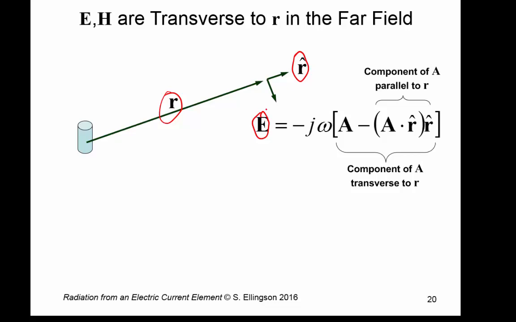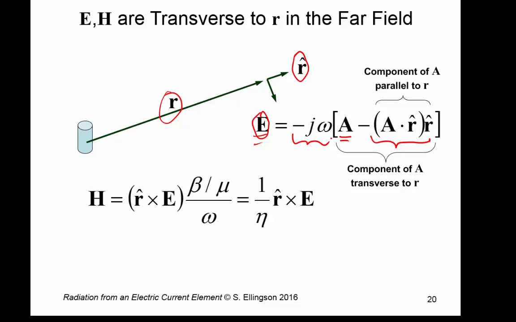Because we know that in the far field, a spherical wave looks very, very much like a uniform plane wave. That's the locally planar approximation. So there's really a very simple way to get the electric field in this case. We take A that we've computed, we subtract off the radial component because we know that E can't have a radial component, and then we just multiply by minus j omega. It's as simple as that.